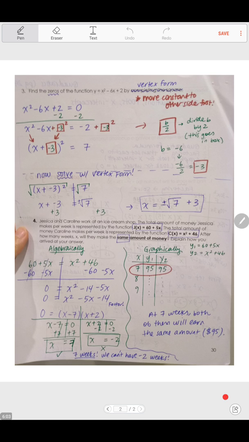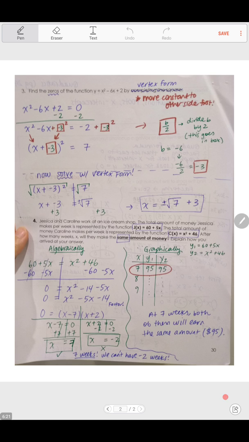Find the zeros of the function y equals x squared minus 6x plus 2 by completing the square. So I crossed it out and wrote vertex form because that's how we learned it. I'm going to show you how to first rewrite it in vertex form, and then we're going to take that vertex form to then solve the quadratic.